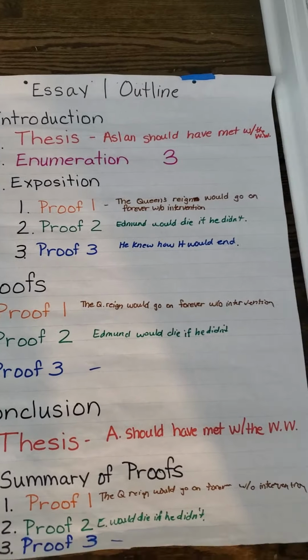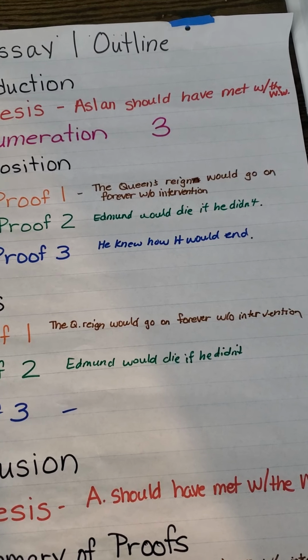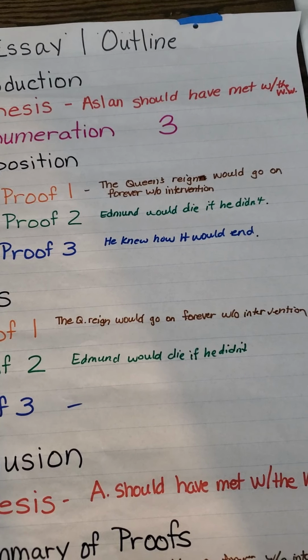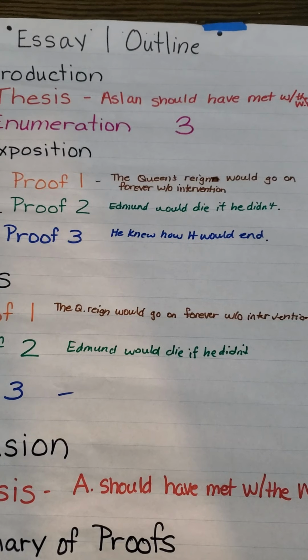And within the exposition, you'll see we have proof 1, proof 2, proof 3. These are the proofs that we circled in our ANI chart, and I let them determine the order they wanted to use their proofs. The first one was the Queen's reign would go on forever without intervention. Proof 2, Edmund would die if it didn't. Proof 3, he knew how it would end, which we're talking about Aslan. Aslan knew how it would end, so there was nothing to fear.